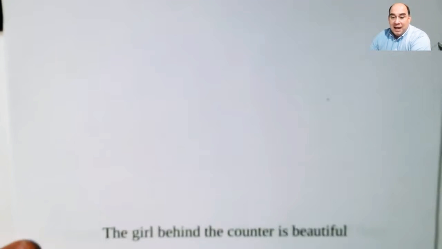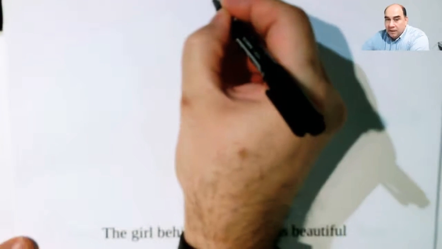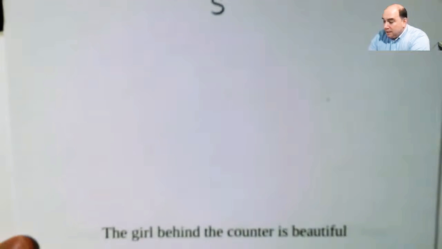The girl behind the counter is beautiful. And, okay, so we're going to begin with a big old S here at the top. Okay, and we start there with a sentence, and we've got the main verb right here, is. That's your main verb. So it's interesting. This one's over here pretty far.